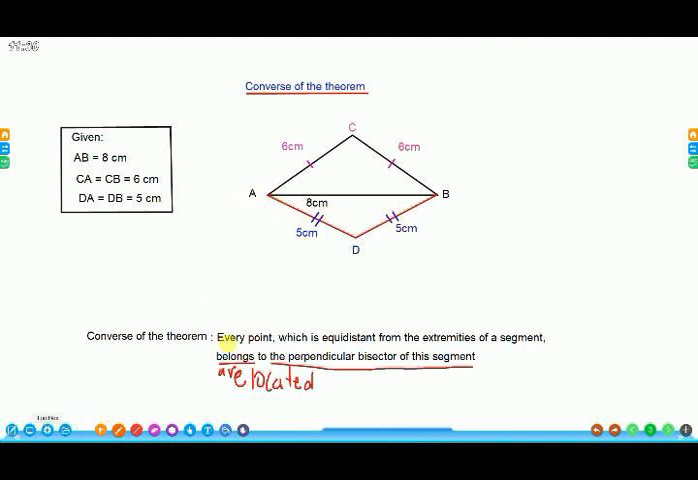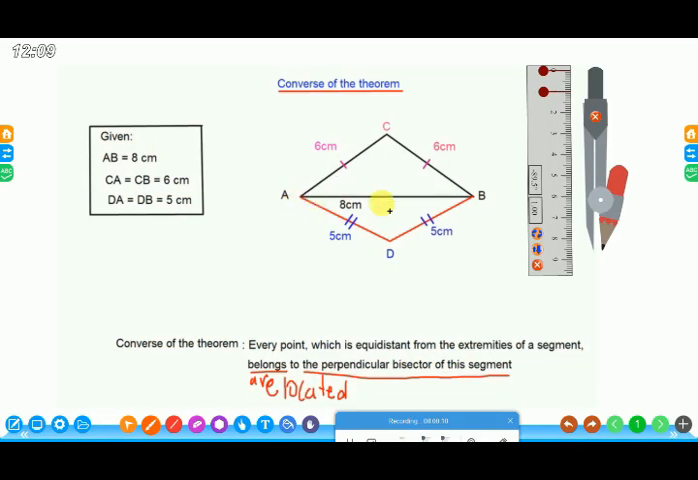Let's verify. Let's draw the perpendicular bisector of AB, and let's prove that the 2 points C and D are in fact on the perpendicular bisector of AB. It means if I draw the perpendicular bisector of segment AB, let's see if this perpendicular bisector will pass through the 2 points C and D.